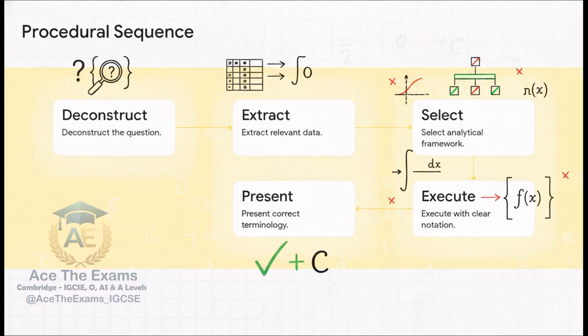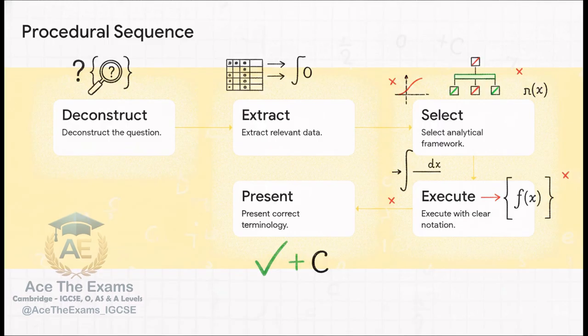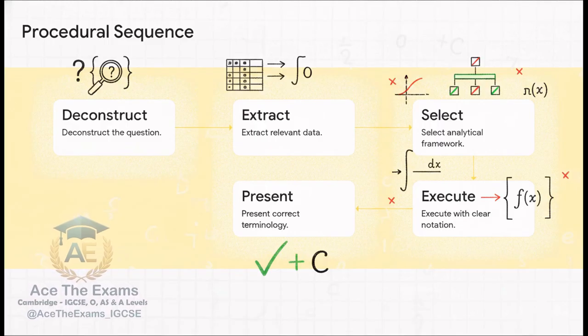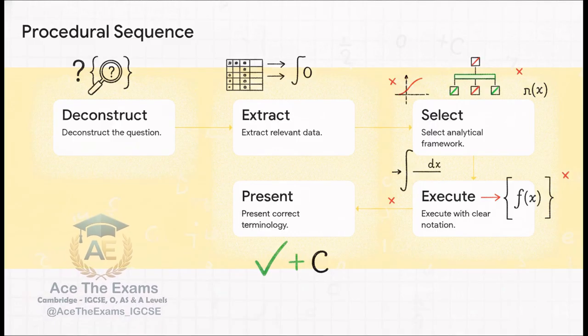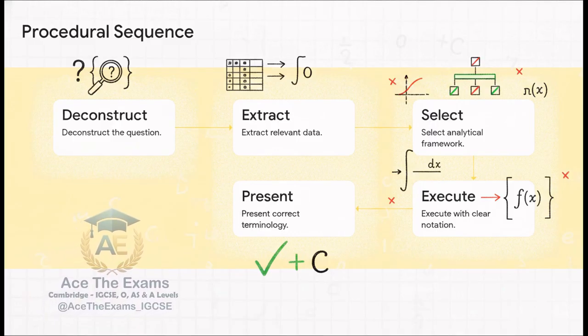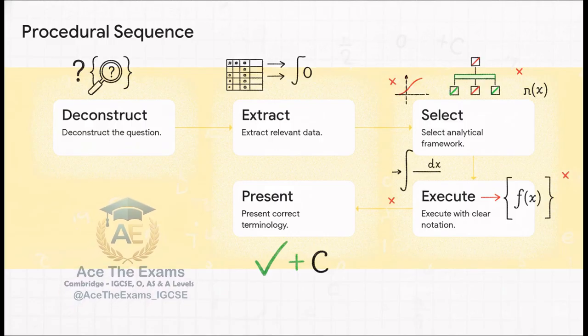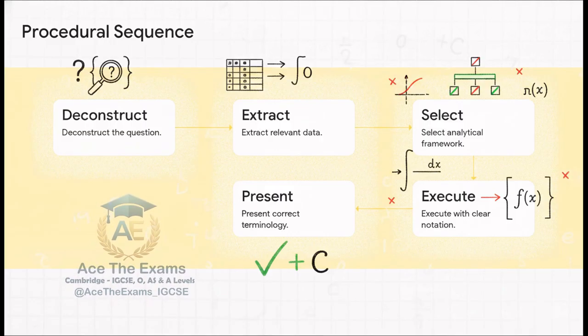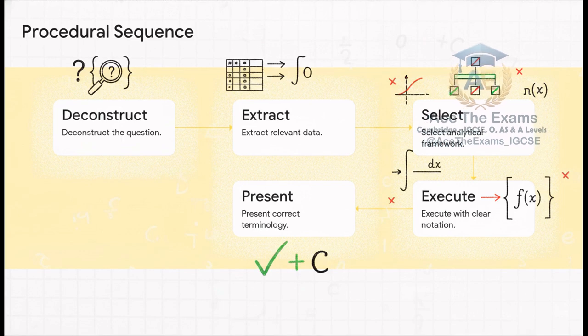Step 3. Select the analytical framework. Are you dealing with a standard power rule situation, or do you need the natural log rule for that tricky 1/(ax+b) term? Step 4. Execute with clear notation. This is where so many students fail. Your integral signs, your dx, and your brackets absolutely must be flawless. And finally, Step 5. Present with correct terminology. Please, whatever you do, do not forget your constant of integration, that plus c, if it's an indefinite integral.